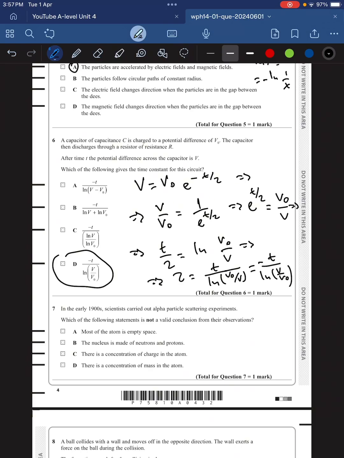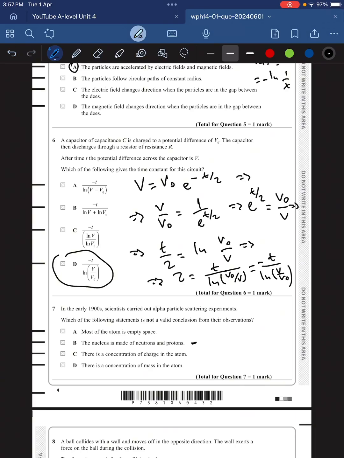The nucleus is made of neutrons and protons. It is made of neutrons and protons, but that's tricky because remember in the alpha scattering experiment, the original one by Rutherford and his students, they actually didn't know about the existence of neutrons, so that's a suspicious statement. So let's put a dash there.